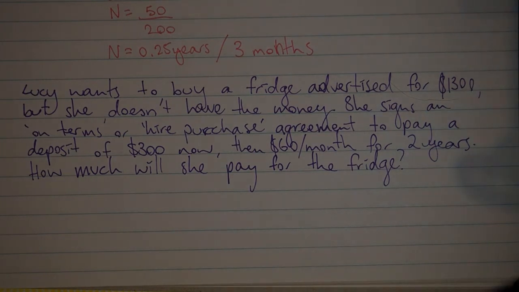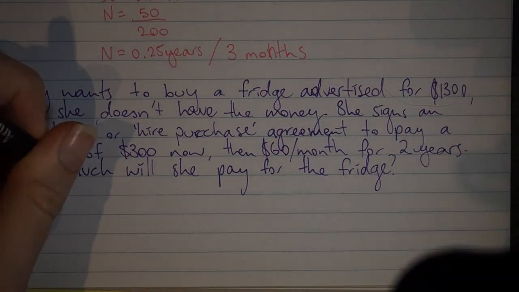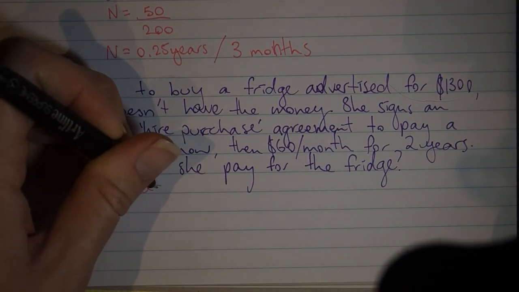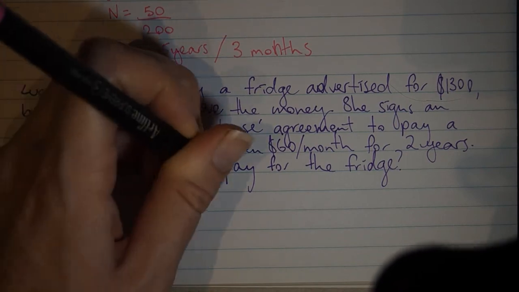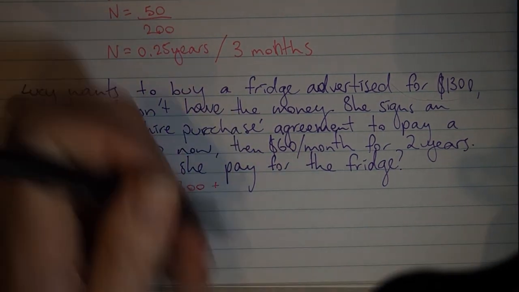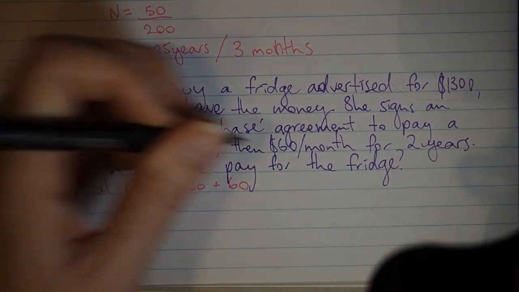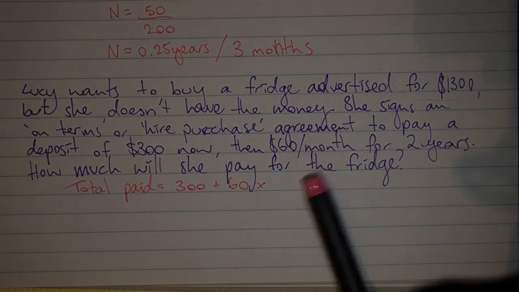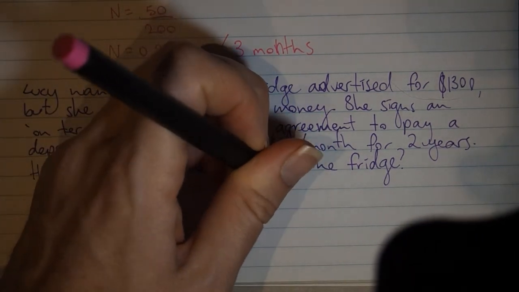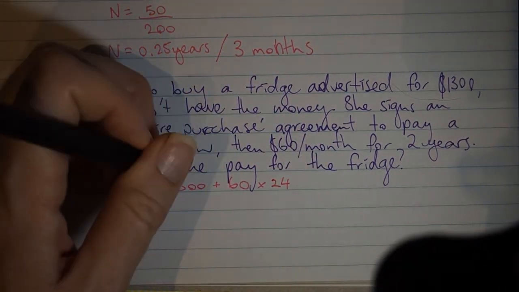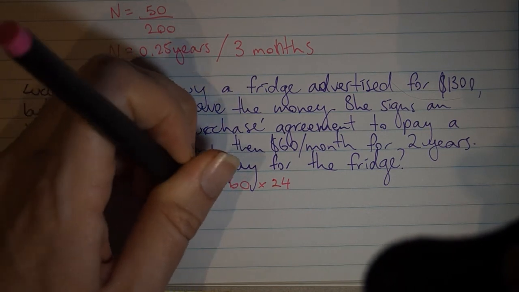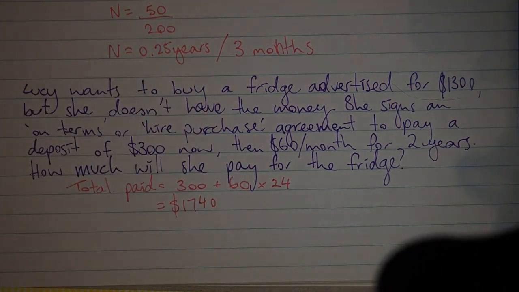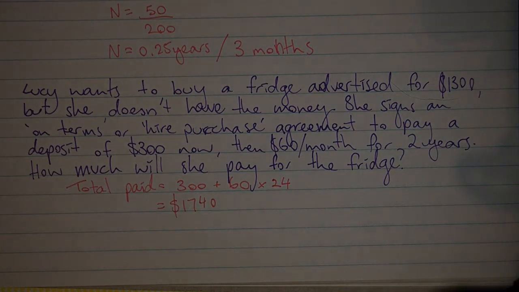Okay, so her total paid is going to be her deposit, which is $300, plus then she has $60 for 2 years every month. So there's 24 months in 2 years. So that means she has 24 payments of $60, which comes out to be $1,740.